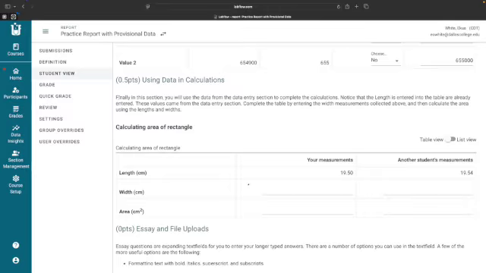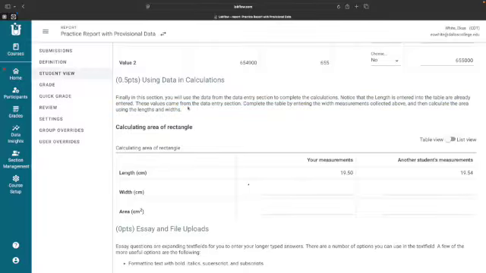Okay, our goal here is to calculate the area of a rectangle. Finally, in this section, you will use the data from the data entry section, or the one above that I asked you guys to write in your notebook, to complete the calculations. Notice that the length is entered into the table already.